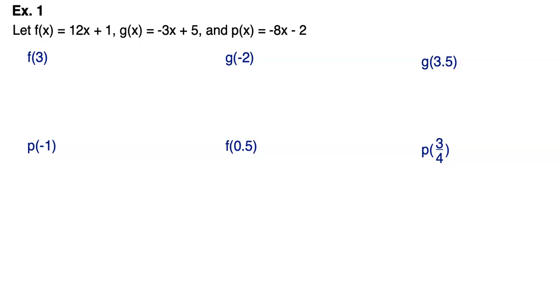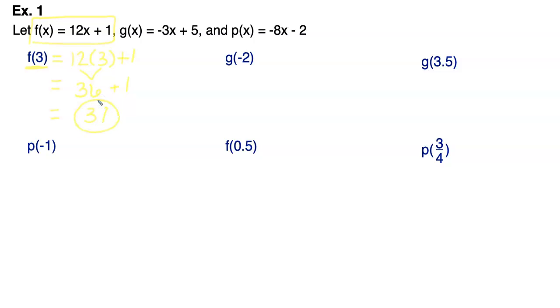Okay, so we're going to start a few from scratch. Our first one here is for f of 3. I'm going to use this equation right here because I'm starting with an f. So my x value is going to be 3. I'm going to go ahead and substitute 3 in for x. So we end up with 12 times 3 is 36 plus 1. So my answer would be 37.